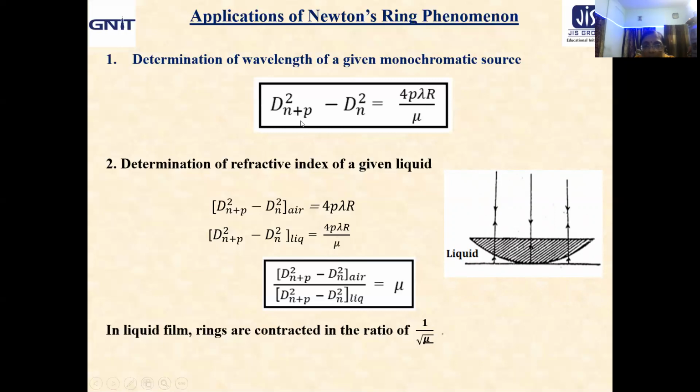That means if I sum up, then what to do? You will measure two rings' diameters. One, for example, say the second ring, and another, for example, say the fifth ring. Two rings' diameters you are taking. So what about p here? n plus p minus n, that means 5 minus 2 equals 3.